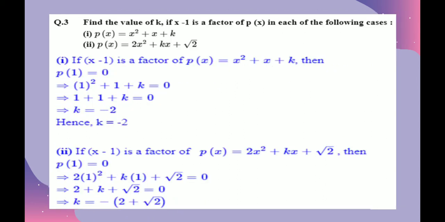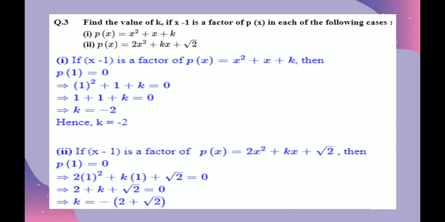Now, question number three: find the value of k if x minus 1 is a factor of p(x) in each of the following cases. First part, p(x) is equal to x square plus x plus k, and second part is 2x square plus kx plus under root 2.